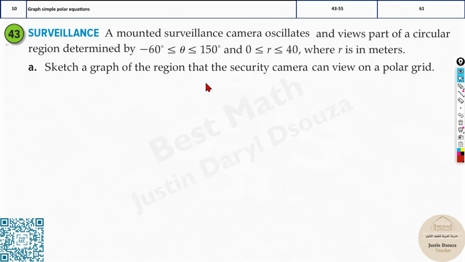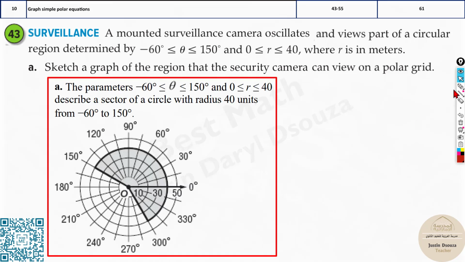Sketch the graph of the region that the security camera can view on a polar grid. It's all about polar equations. A polar grid is required. The polar grid is circular. I'll just show you over here. This is the grid. The answer is visible, but let me explain what exactly is happening.